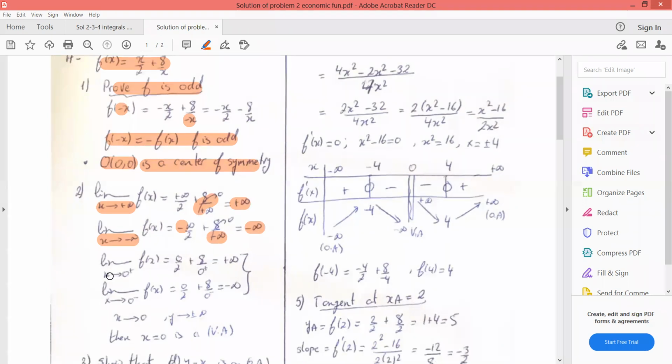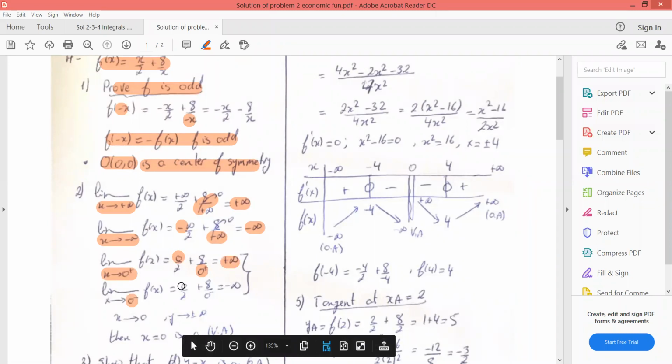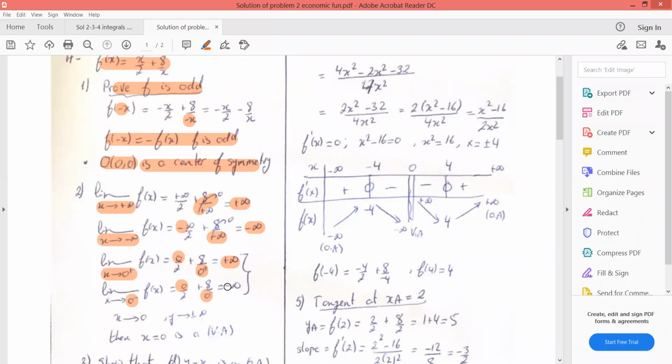Limit as x tends to 0 plus. We replace each x by 0. It becomes 0 plus here and 0 plus there. 0 over 2 is 0. 8 over 0 plus is plus infinity. 0 minus, we replace each x by 0. This is 0 here and this is 0 minus, we get number over 0 minus, which is minus infinity.